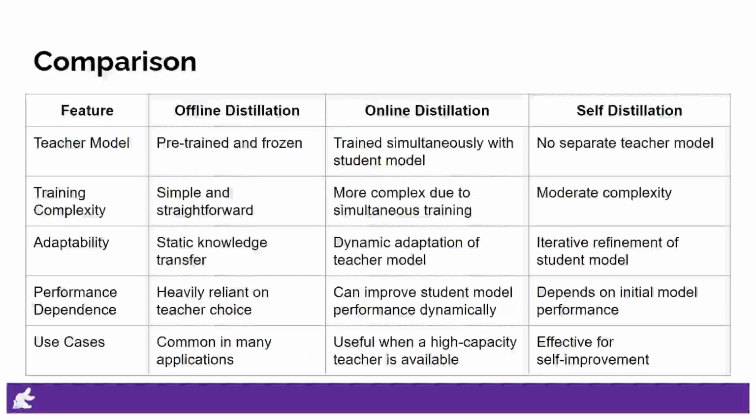This table shows the training complexity, adaptability, performance dependence, and use cases under different training methods. In general, offline distillation is the easier one, and it can be a default or baseline training method. If special requirements are needed, such as online training, we may consider other approaches.